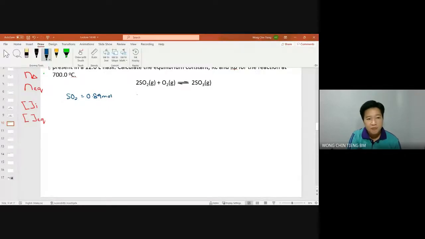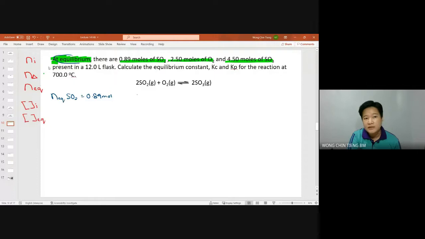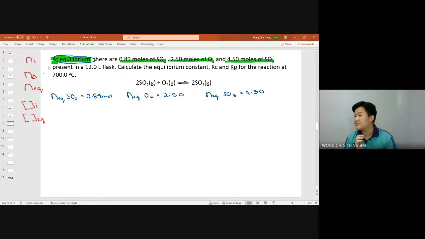So, number of mole equilibrium, because the question stated at equilibrium. So, you also label number of mole equilibrium O2 equals 2.5. Number of mole equilibrium SO3 equals 4.5. If you ask me whether your question is tough or not in topic 6, topic 6 questions are never difficult. Topic 6 questions are long. Okay?